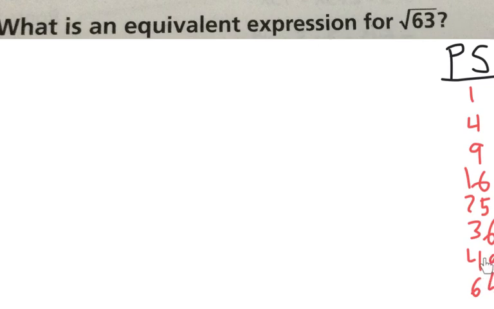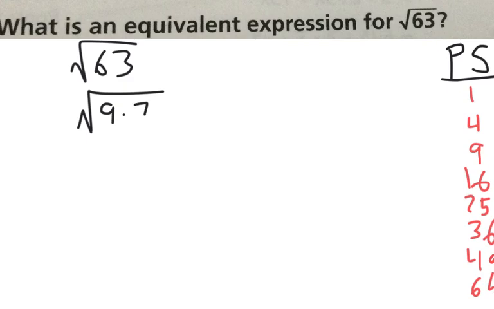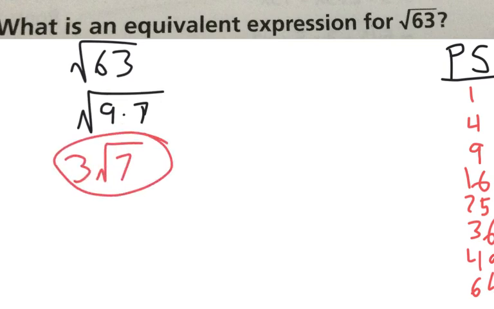Can I write 63 as 49 times something? No. Can I write it as 36 times something? No. 25 times a number? No. 16 times a number? I don't think so. No. 9 times a number? Oh. So we can rewrite 63 as 9 times 7. And so we can take the square root of 9, which comes out of the radical as a 3, and radical 7 is stuck underneath the radical.